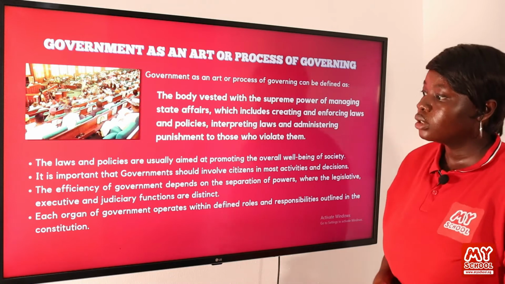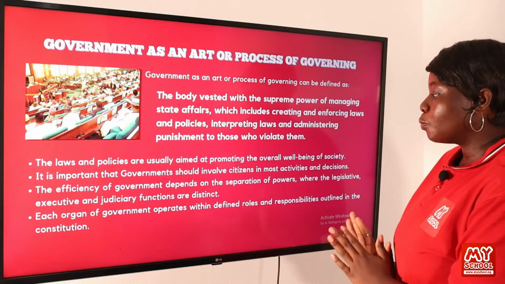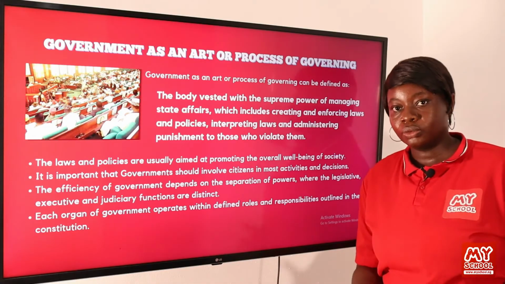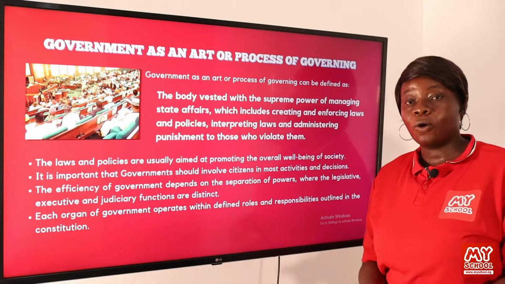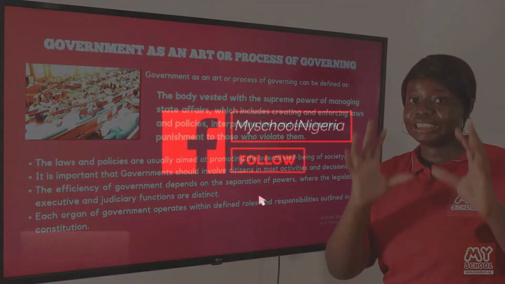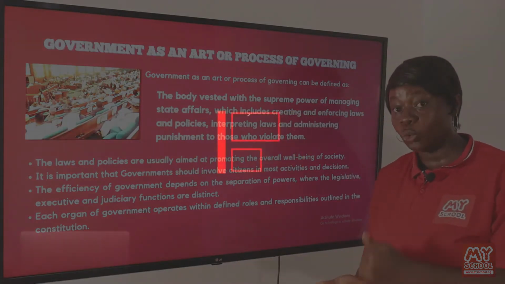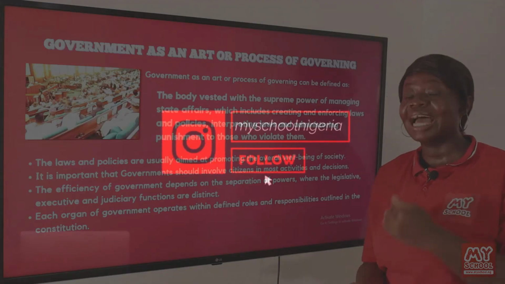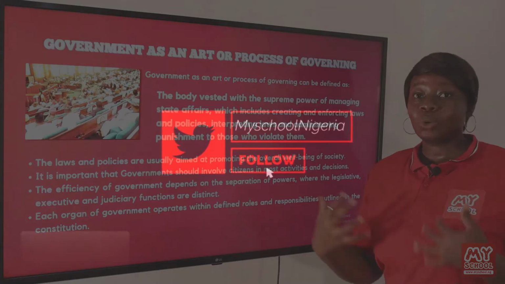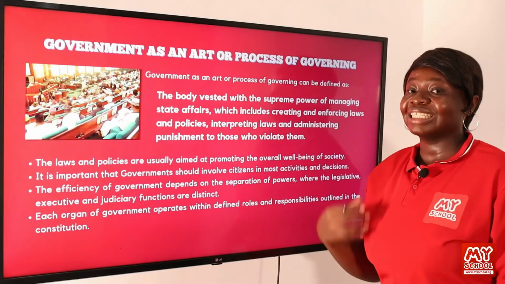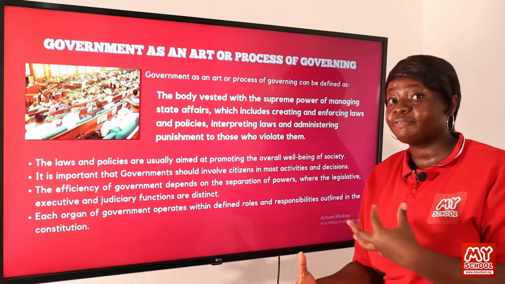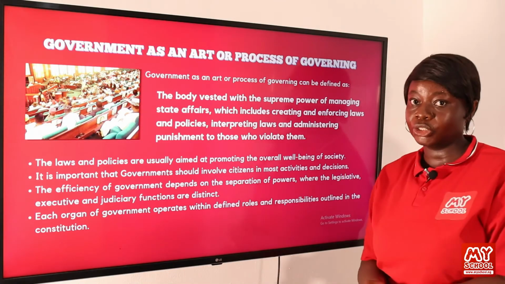So each organ of government operates within defined roles and responsibilities outlined in the Constitution. So for the Constitution of a particular country, the roles and responsibilities of each of these organs of government are stipulated to make sure that they know their function in the society and they perform those functions. So all of this is what we're talking about when we're talking about government as an art or process of governing, as they are performing their duties and functions of governing the nation.